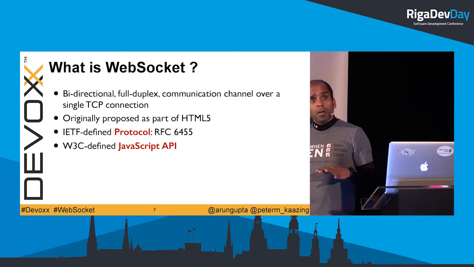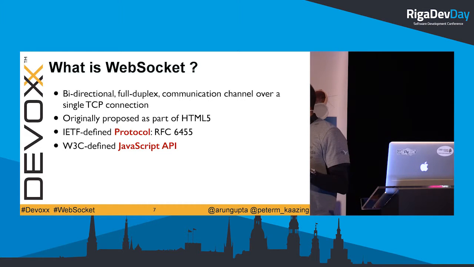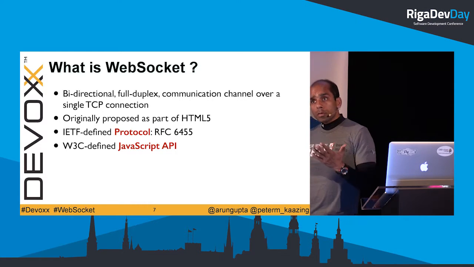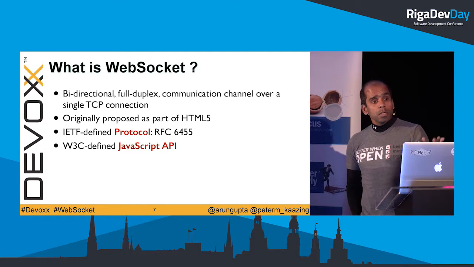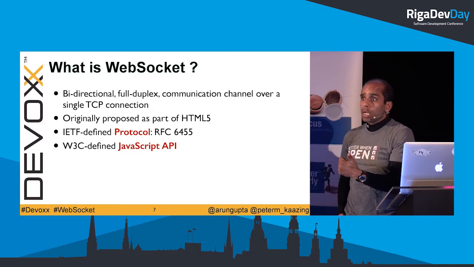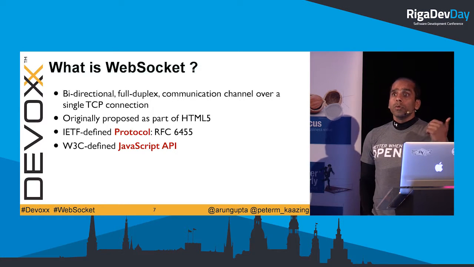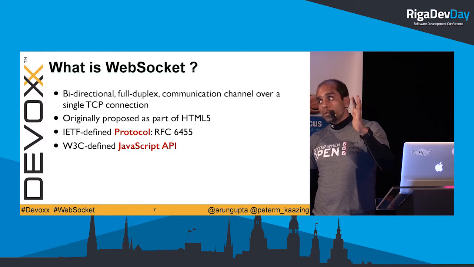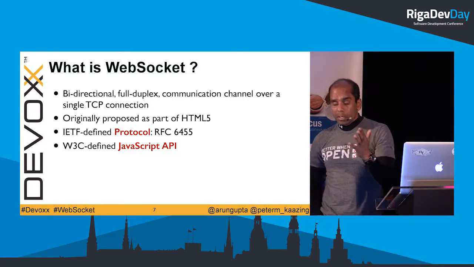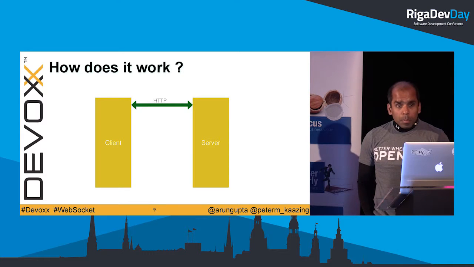The other part, when people talk about WebSocket, is the JavaScript API, because most of the time you use WebSocket from your web browser. That is, I want to establish a connection where I want to get a server push, like a stock ticker kind of thing. So there's a JavaScript API that is defined, which can be used from your web applications or your HTML pages very easily. So how does it work?